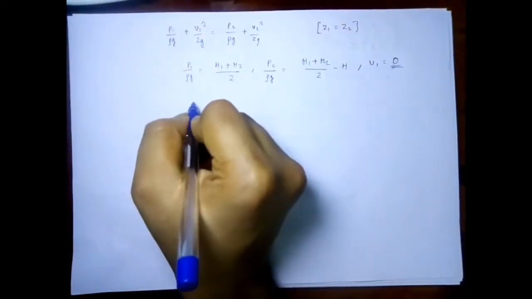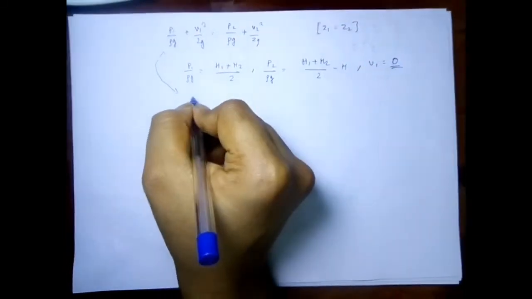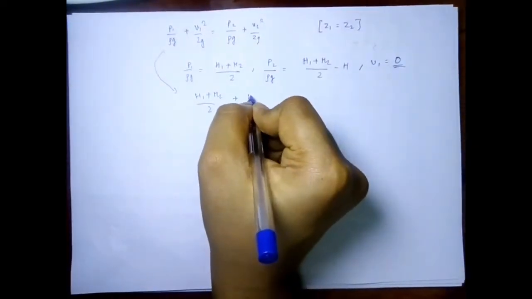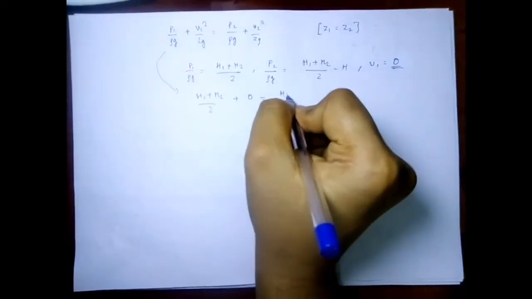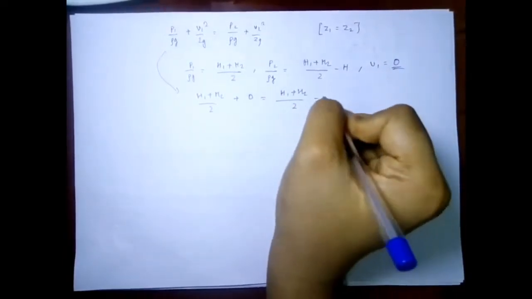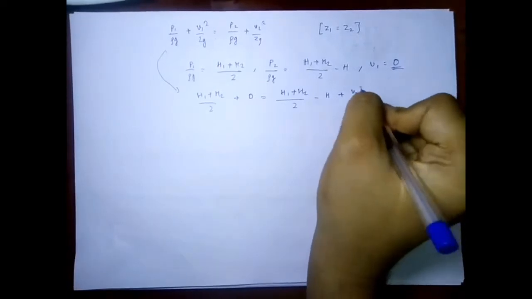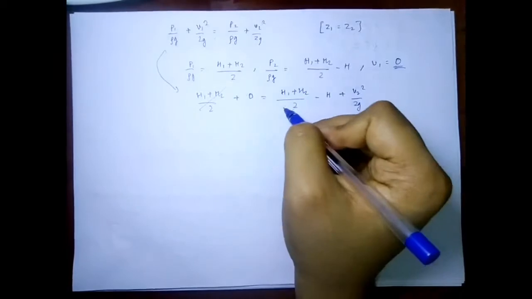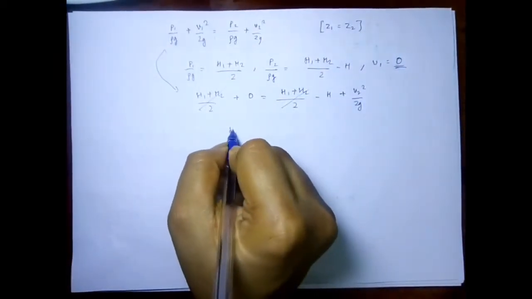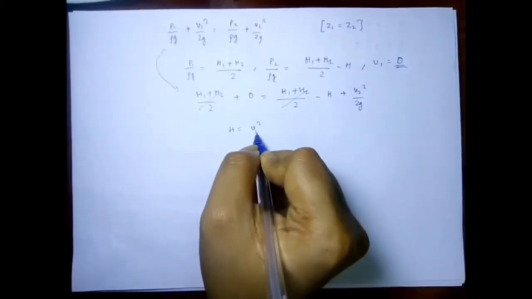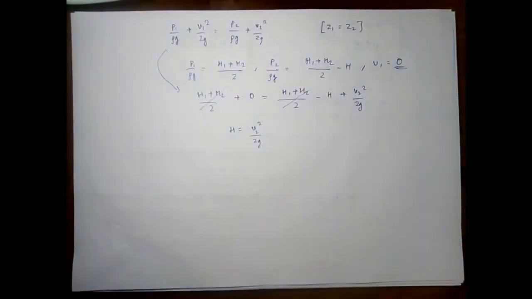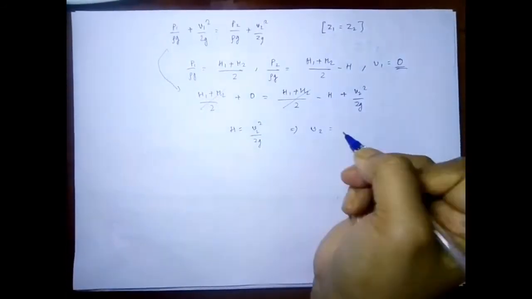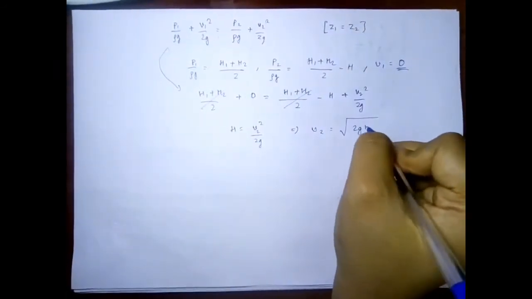So in this equation I will be writing H1 plus H2 by 2 plus 0 is equal to H1 plus H2 by 2 minus H plus V2 square by 2g. So I can cancel the terms H1 plus H2 by 2, and it will be H is equal to V2 square upon 2g, and V2 therefore will be equal to square root of 2gH.